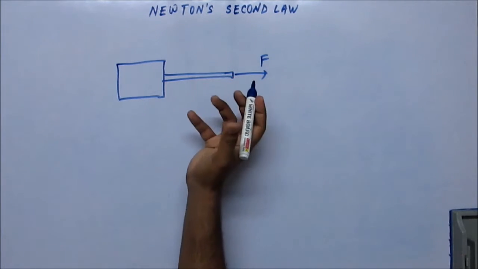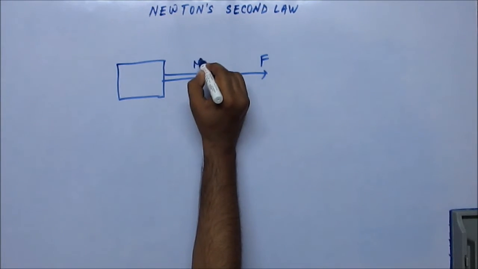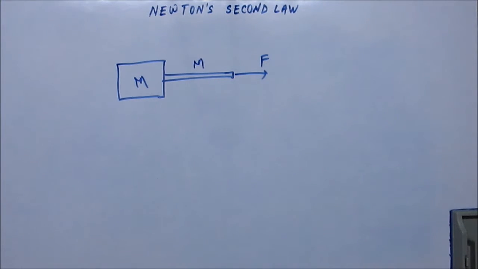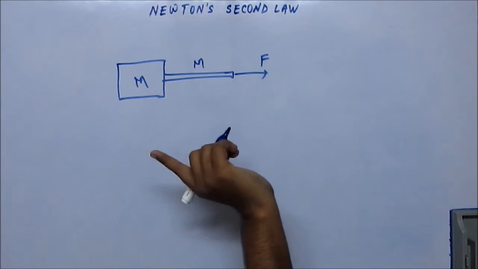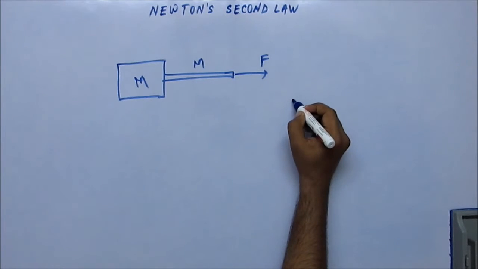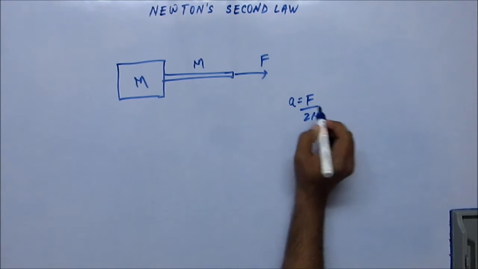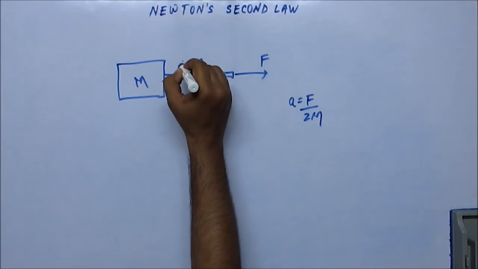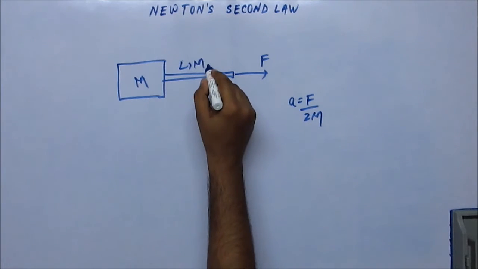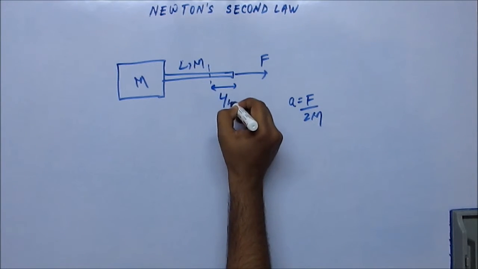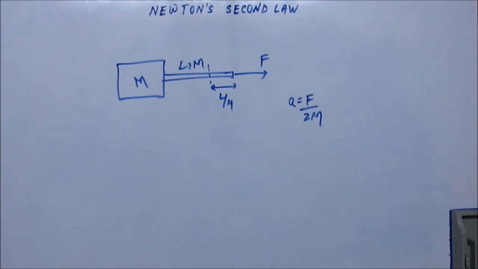Suppose this is a string, a thick string, it is having some mass of m, and this is a block of the same mass, and a force F is pulling them to its right. There will be some acceleration of the entire system. They'll all have the same acceleration, and that would be force upon total mass. Now suppose this is of length L, and we are looking at tension at a distance L by 4 from the end where force is applied.